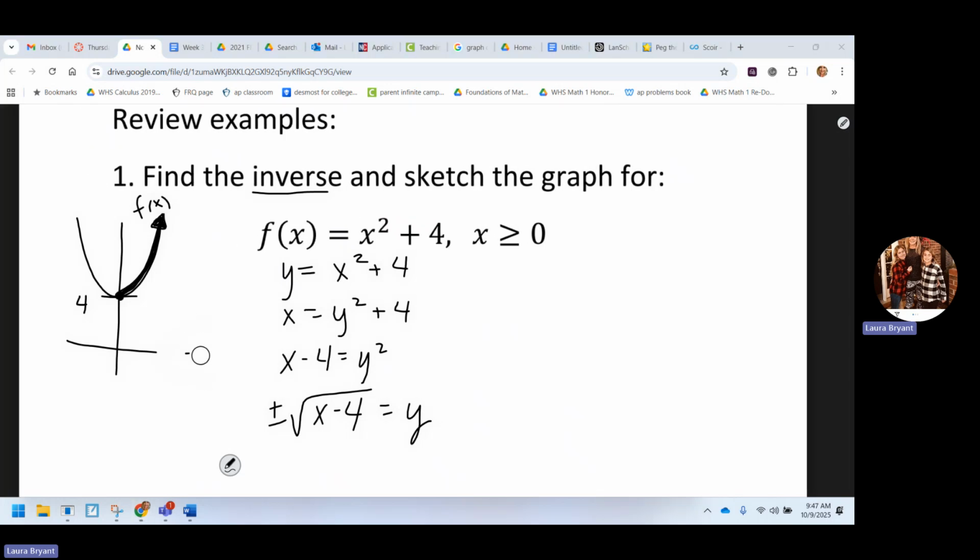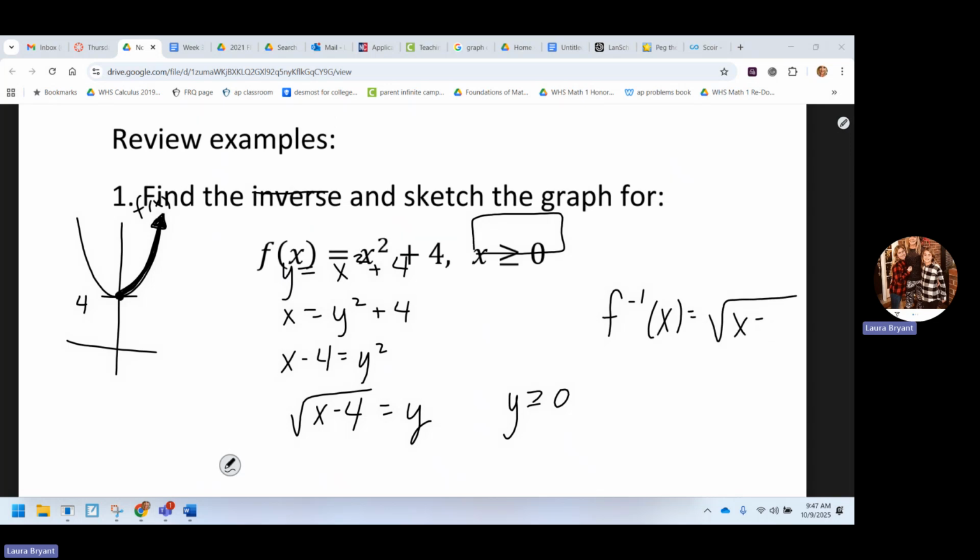So instead of just automatically putting the plus or minus in, I'm going to look back and see if there's anything in the directions that helps me understand what my new range would be. So if my domain was x greater than or equal to 0, then that's going to convert to y greater than or equal to 0, meaning I'm not going to use the plus or minus. I'm just going to use the positive part only. And so I would write this as f inverse of x is just the positive square root of x minus 4.